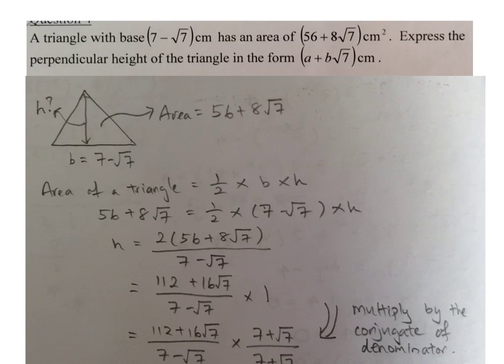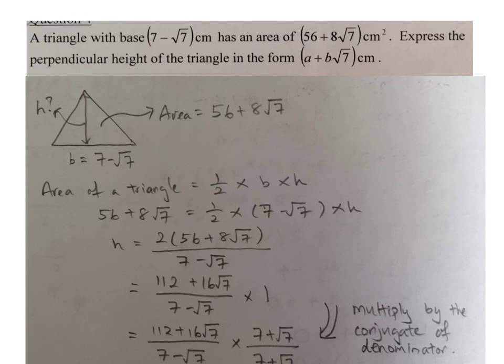Alright, for this question, we have a triangle with base 7 minus square root 7, which has an area of 56 plus 8 square root 7 cm squared. We are supposed to express the perpendicular height of the triangle in the form of a plus b square root 7. This question is obviously testing on surds.